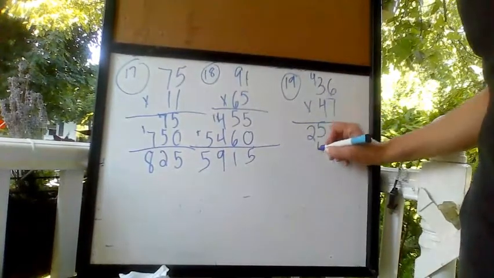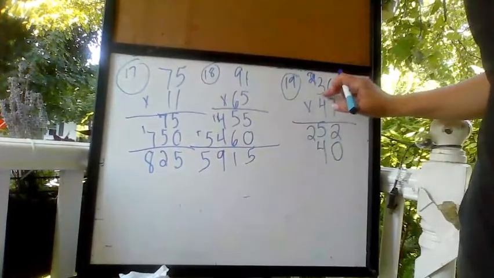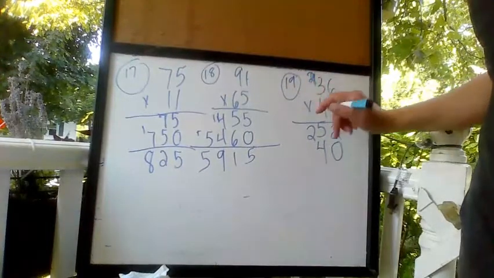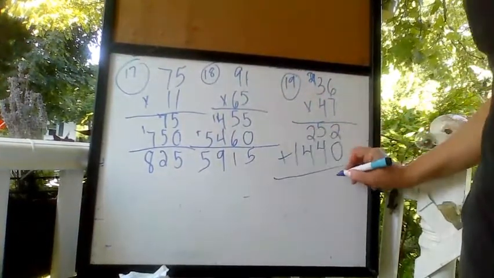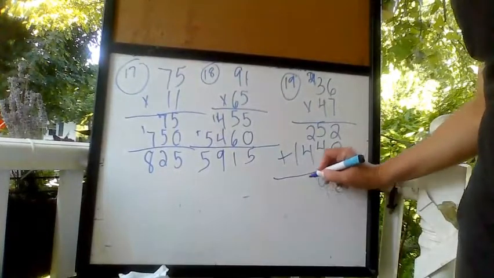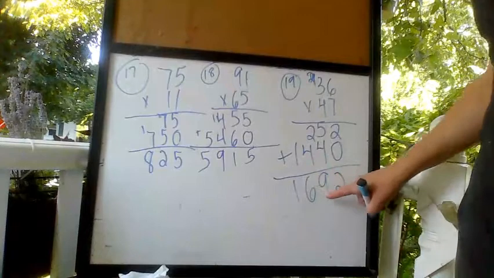4 times 6 is 24. Put down the 4, carry the 2. 4 times 3 is 12, plus 2 is 14. And then add these together. 2, 9, 6, 1. So the answer is 1,692.